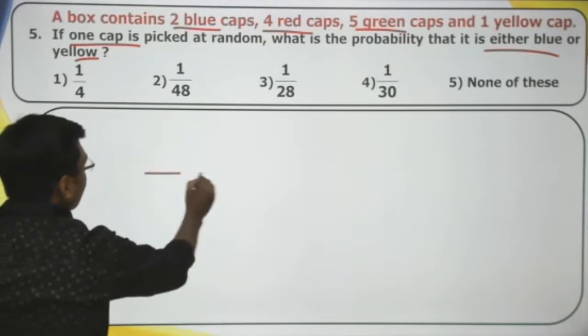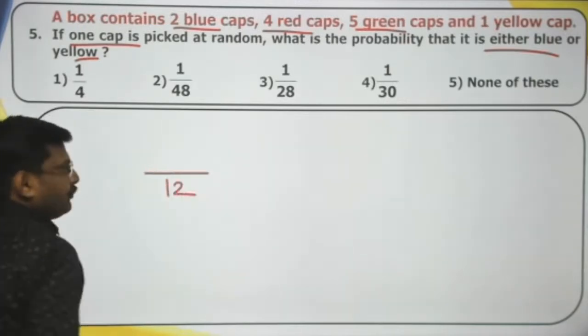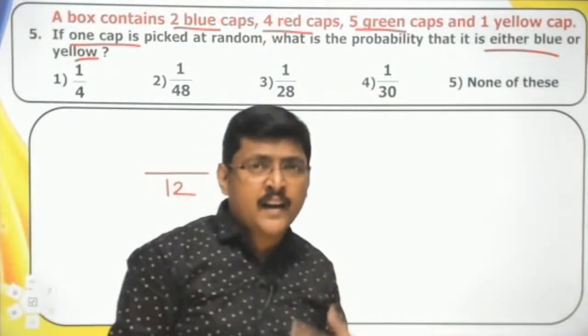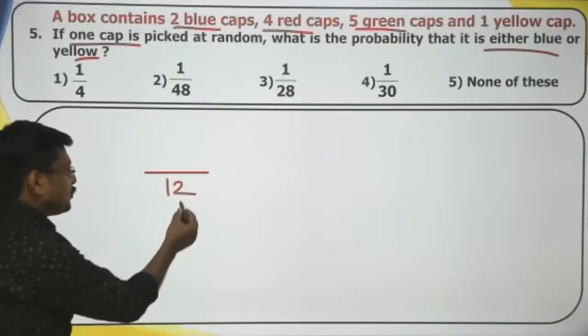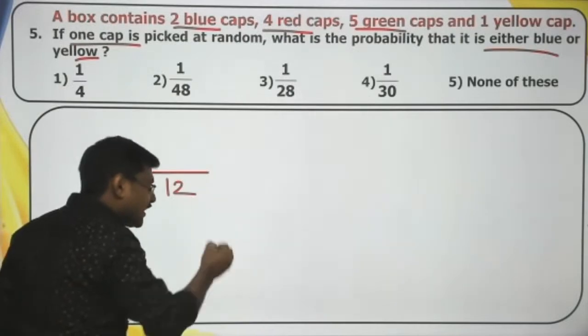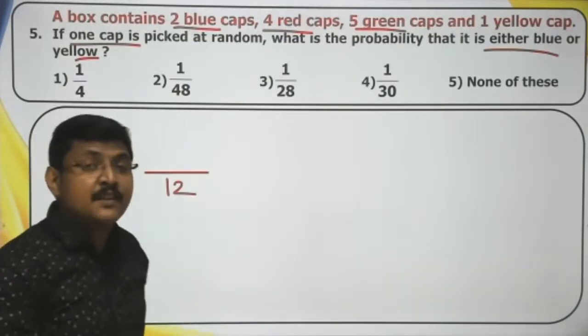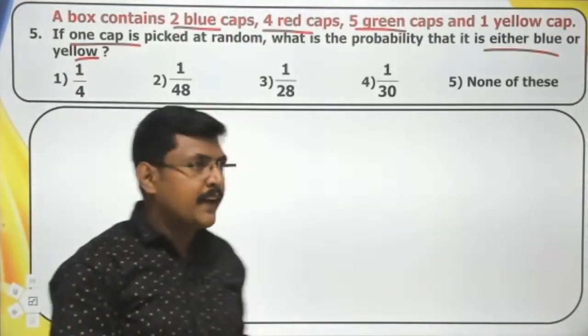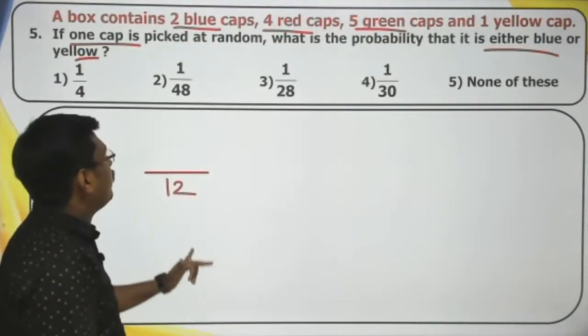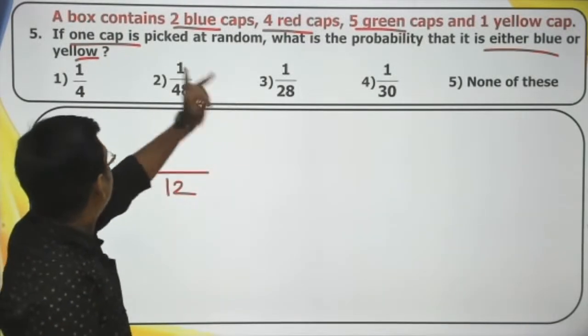So total 12 balls are there, that we know. Since we are selecting only one at a time, I am not writing combination. Actually we need to write like this: total 12 balls are there, from that 12 we need to select one ball, 12C1. That is a way to write, but I am not writing it because 12C1 is 12. Okay, so from that 12 we need to select one ball, that one ball is either blue or yellow.